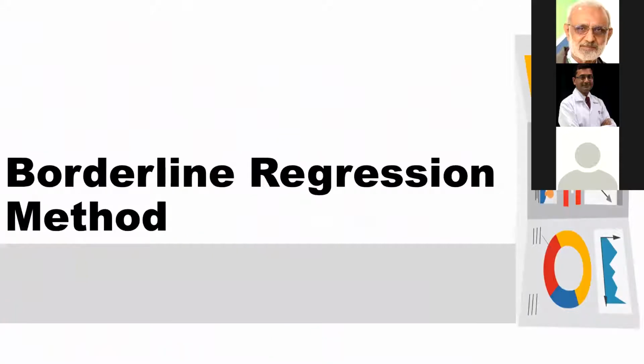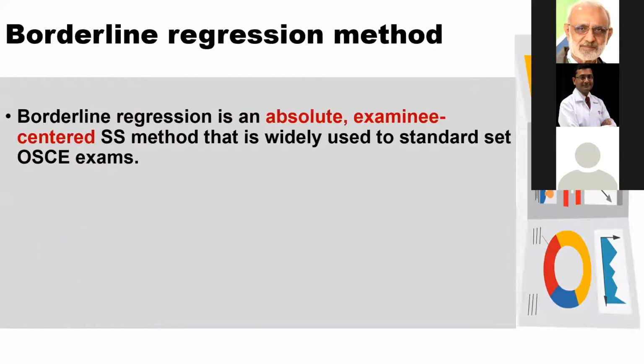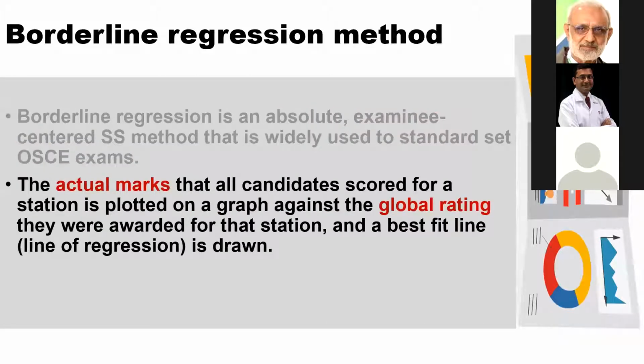So that completes our discussion on the Angoff method. Let's move on to the second method, which is the borderline regression method. Borderline regression is an absolute, examinee-centered standard setting method that is widely used to standard set OSCE exams. The actual marks that all candidates scored for a station are plotted on a graph against the global rating they were awarded at the station, and a best fit line or trend line is drawn.